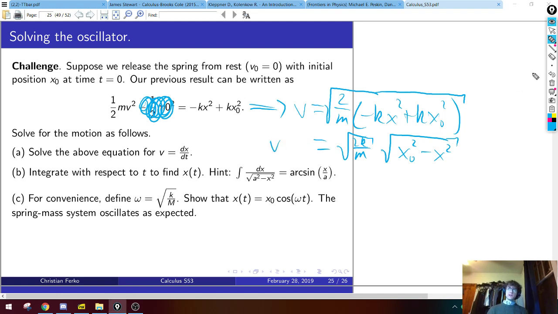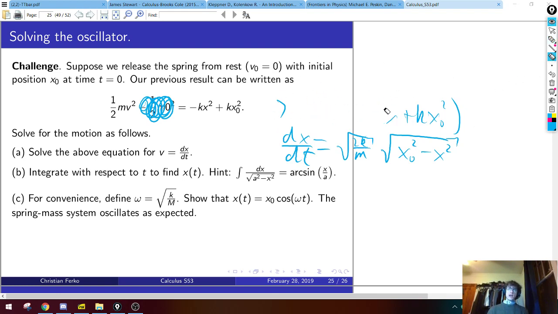So that's v of t. We remember v is dx dt. So that's probably the best way to write it. Okay, so we've done part A, basically. Now we want to take an integral to find x as a function of time.